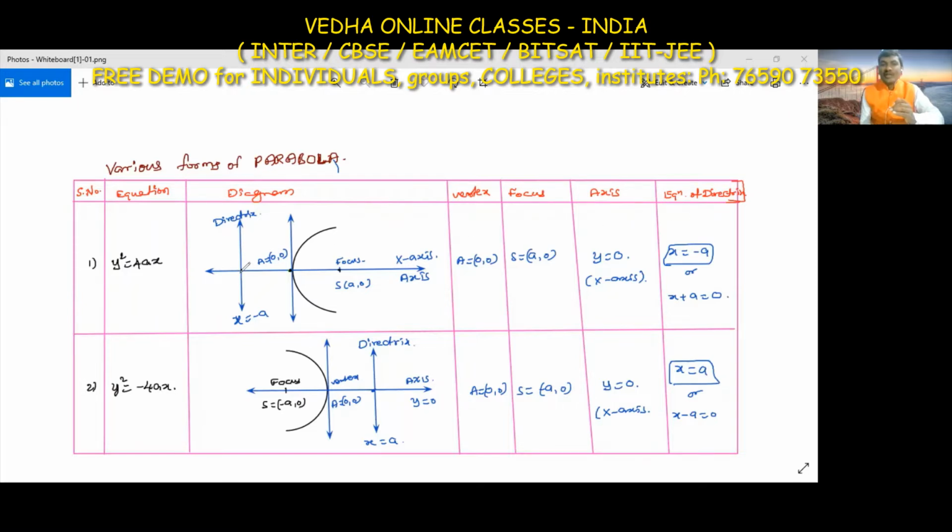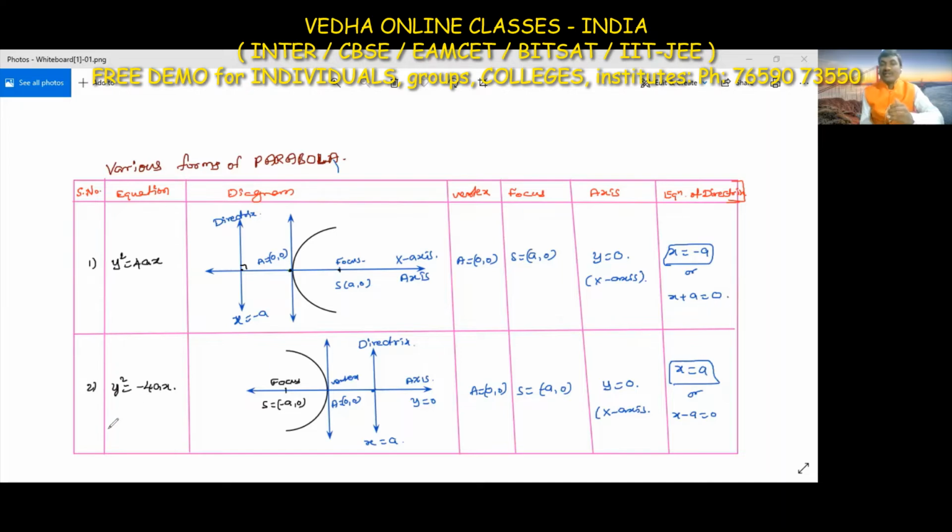The directrix is always perpendicular to the axis of the parabola, and the axis is always perpendicular to the directrix. Both are perpendicular to each other. The directrix is equidistant from the vertex and focus. So x equals minus a, or we can write it as x plus a equals 0.